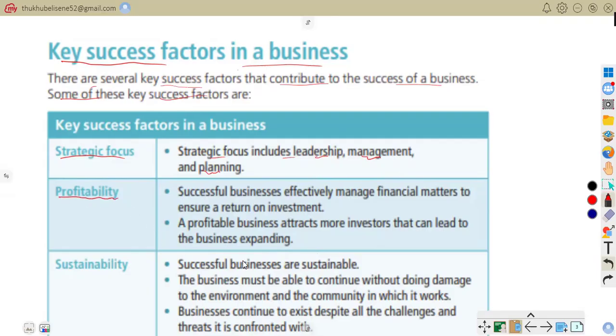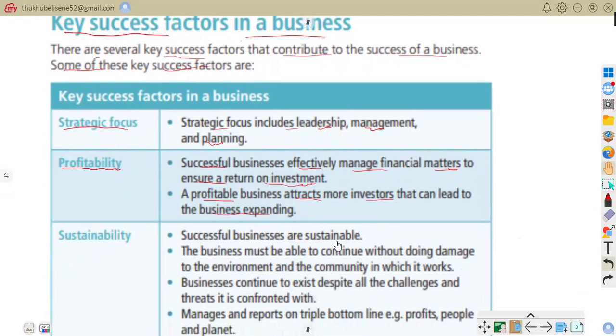Profitability. As it says, successful businesses effectively manage financial matters to ensure a return on their investment. Also, a profitable business attracts more investors, which can lead to the business expanding. So a successful business must earn enough profit to cover its costs and provide a return on the money invested. Profitable businesses can also attract investors and expand. That is that. Let us move on to sustainability.